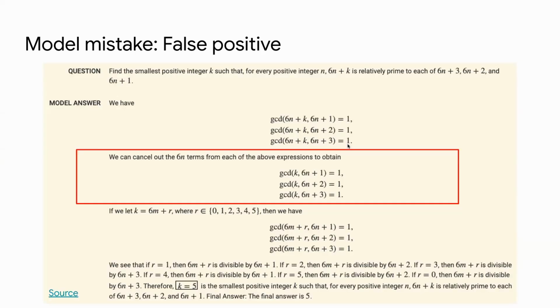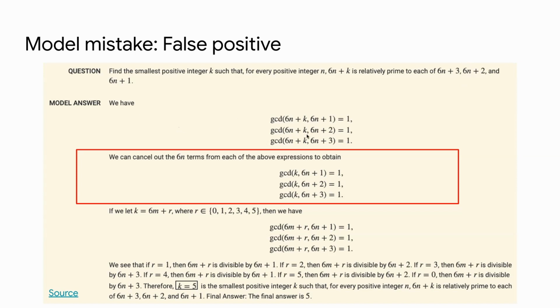And then the last mistake I want to show is these false positives, which do happen at a rate of about 8%, where the model gives an incorrect chain of thought, but ends up with the correct final answer. This happens. Find the smallest positive integer k such that for every positive integer n, 6n plus k is relatively prime to each of 6n plus 3, 6n plus 2, 6n plus 1. So there's a lot going on here. The answer is, well, you can kind of guess at the answer. The answer is 5, because if you put k equal 1, 2, or 3, then it's going to be not relatively prime to one of these numbers, because it's the same number. If you put 4, it's an even number, so it's not relatively prime to this even number. So 5 is the first thing that could work.